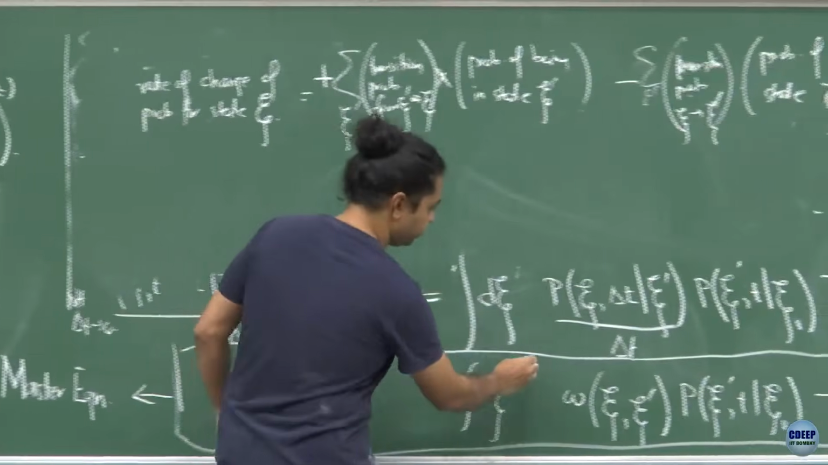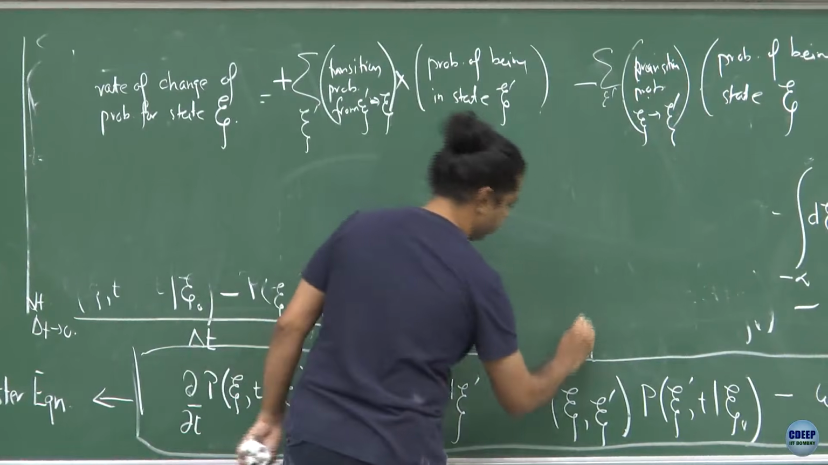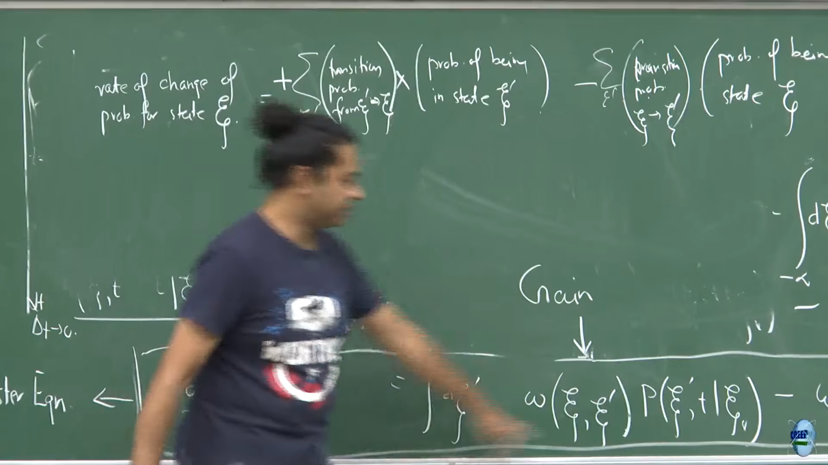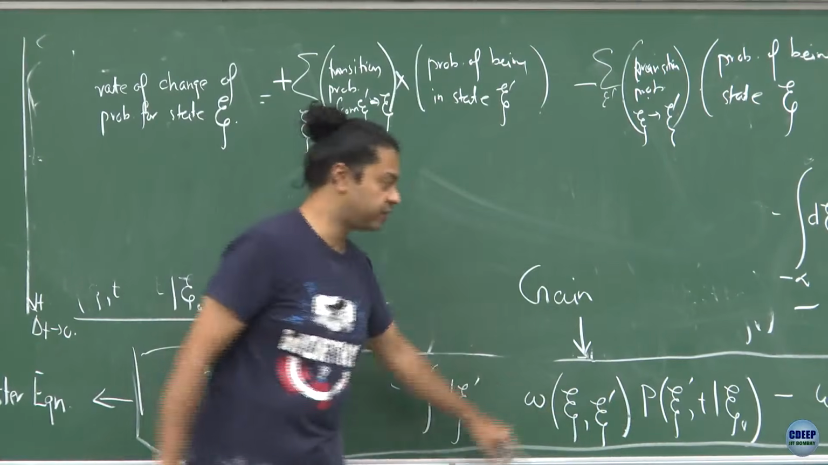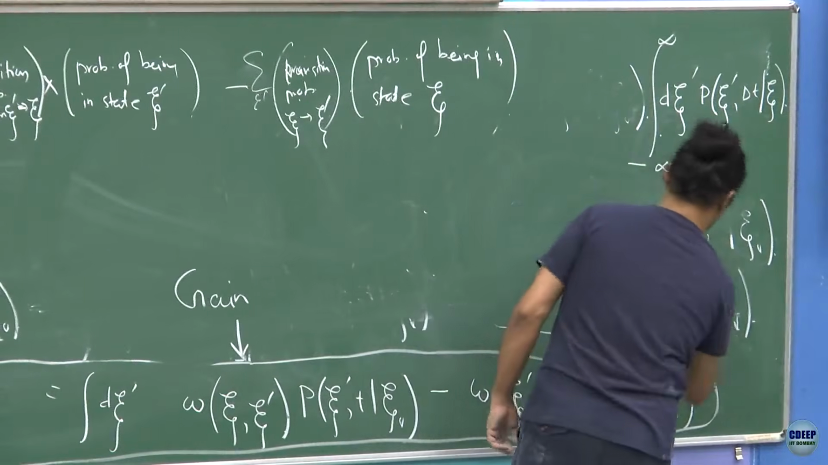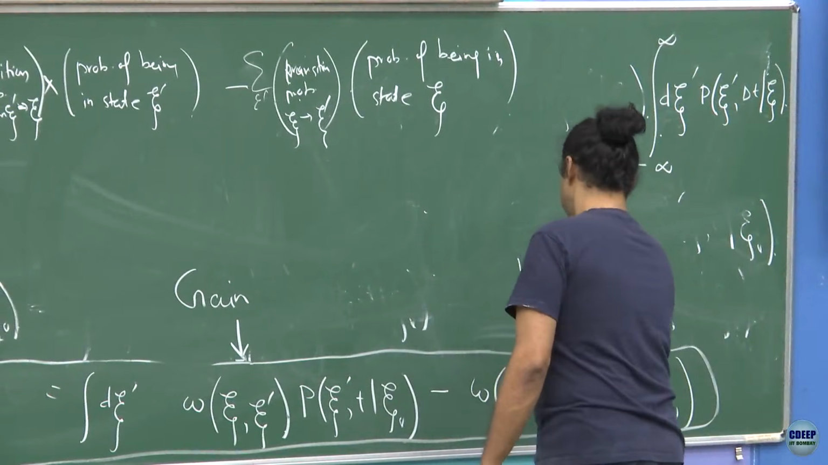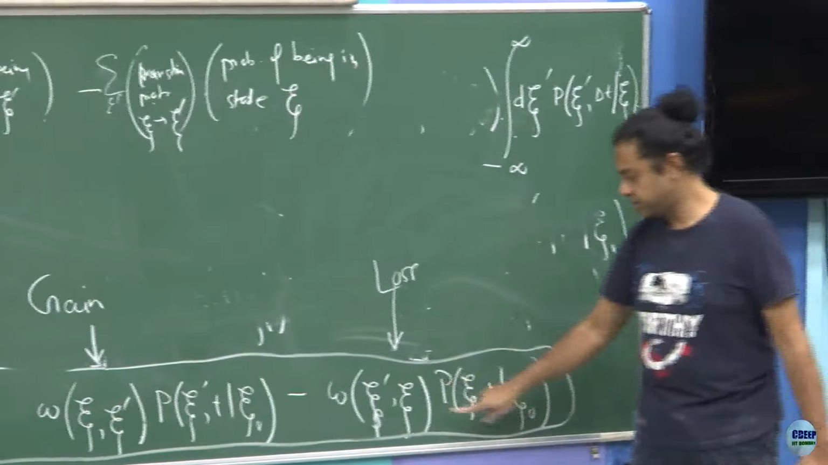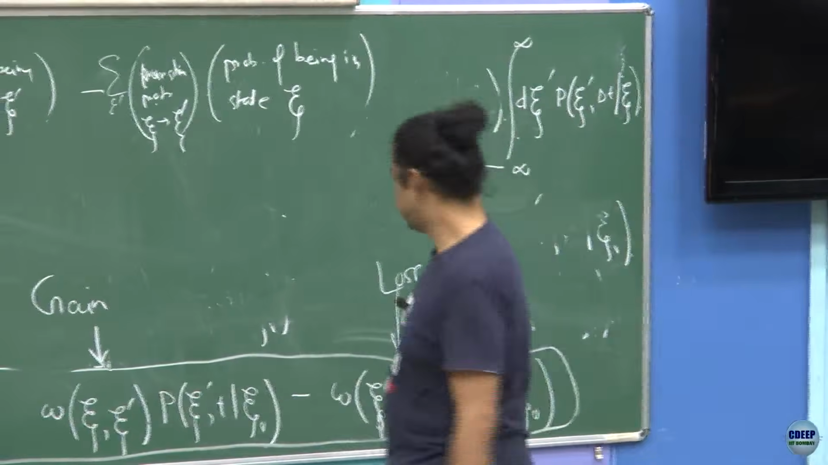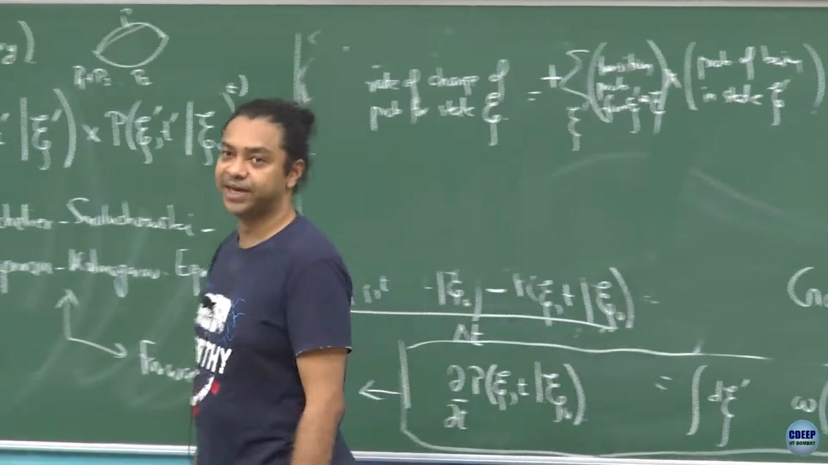So, the first term over here is the gain term, which is that you were in some other state and you make a jump to your desired state. The second term is your loss term, that you were in this desired state but you make a jump to some other state, xi to xi prime. So, gain minus loss gives you the net change in the probability of being at that state xi.